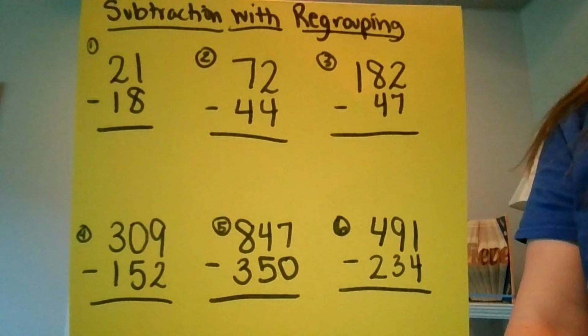Your first problem is 21 minus 18. Number 2, 72 minus 44. Number 3, 182 minus 47. And for this one, be sure you line them up correctly. So make sure the 2 and the 7 are lined up and the 8 and the 4. For number 4, 309 minus 152. Number 5 is 847 minus 350. And number 6 is 491 minus 234.